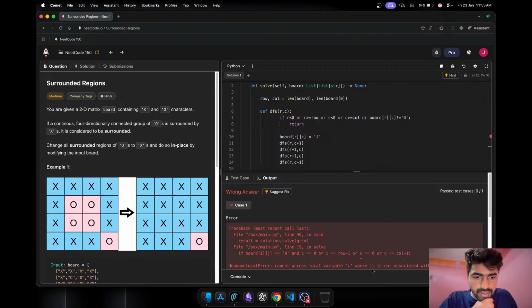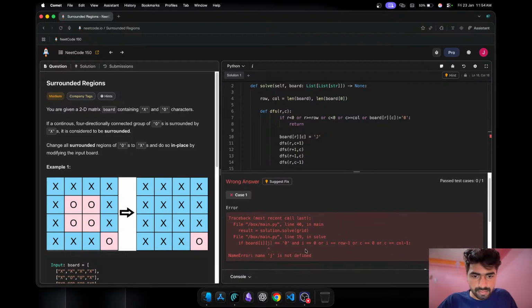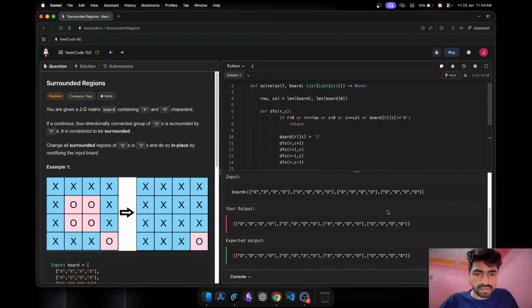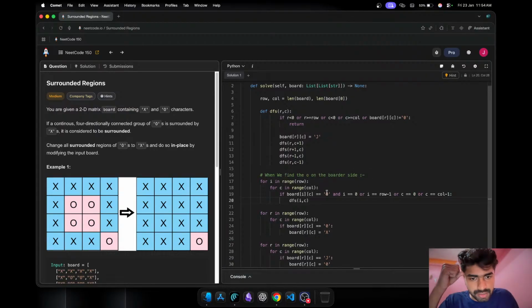Cannot access local variables. C is not associated with the value. Okay, I did something wrong here. I need to make it C. IJ is not defined. Okay, C. I and C as input. Now let's try it. What did I do wrong?